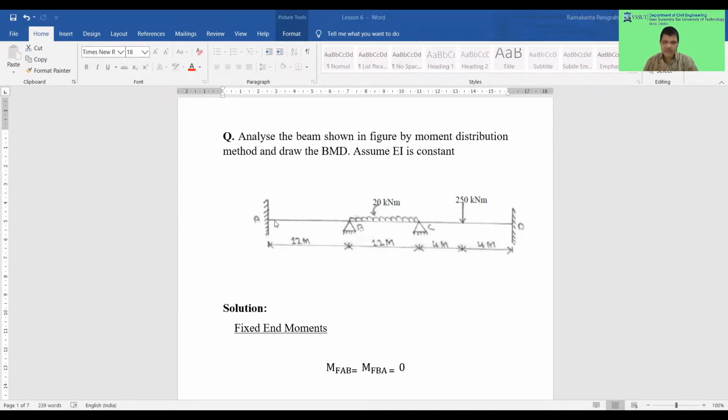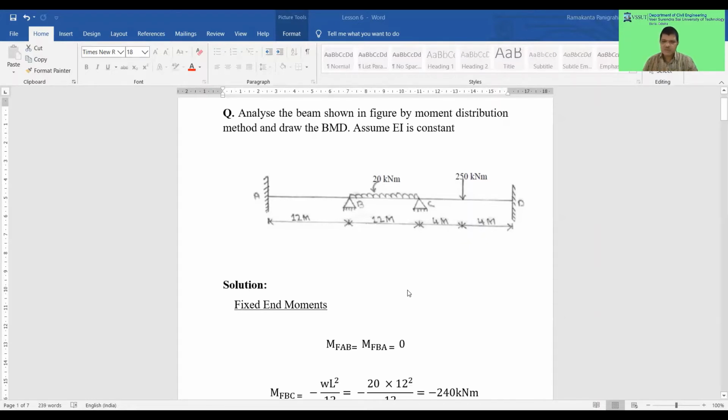As you know, for span AB there is no load, so the fixed moments MFAB and MFBA will be equal to 0. For span BC there is a UDL, so for BC it is minus WL square by 12 and for CB plus WL square by 12. And for CD there is a point load at the center, so the fixed moment will be minus WL by 8 for CD and plus WL by 8 for DC. We have also discussed that in this moment distribution method, the first step is that all the spans are fixed. So AB is fixed, BC is fixed, CD is fixed. Then we will go for the release or balancing of the joints.